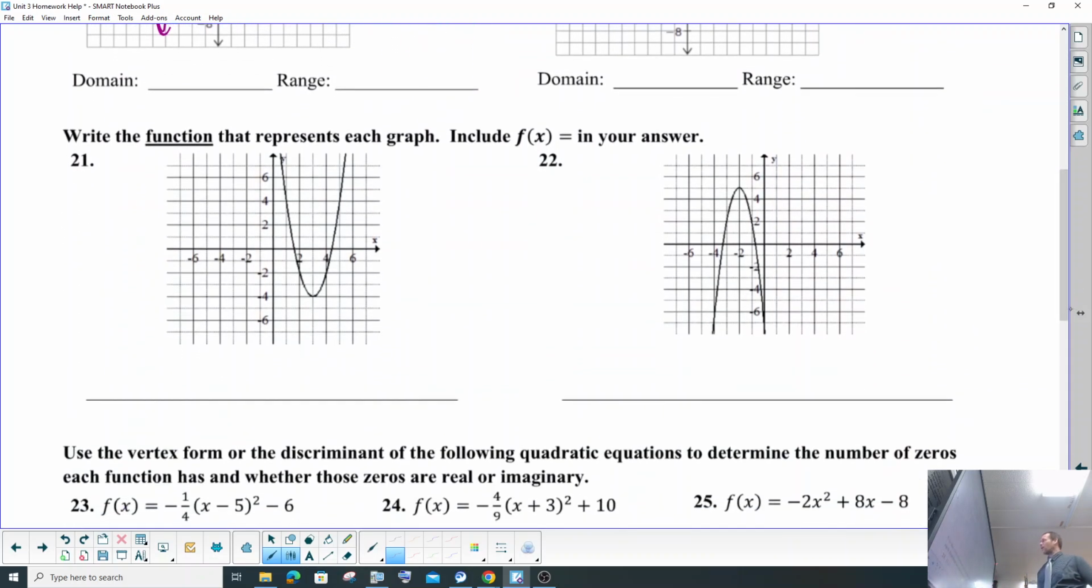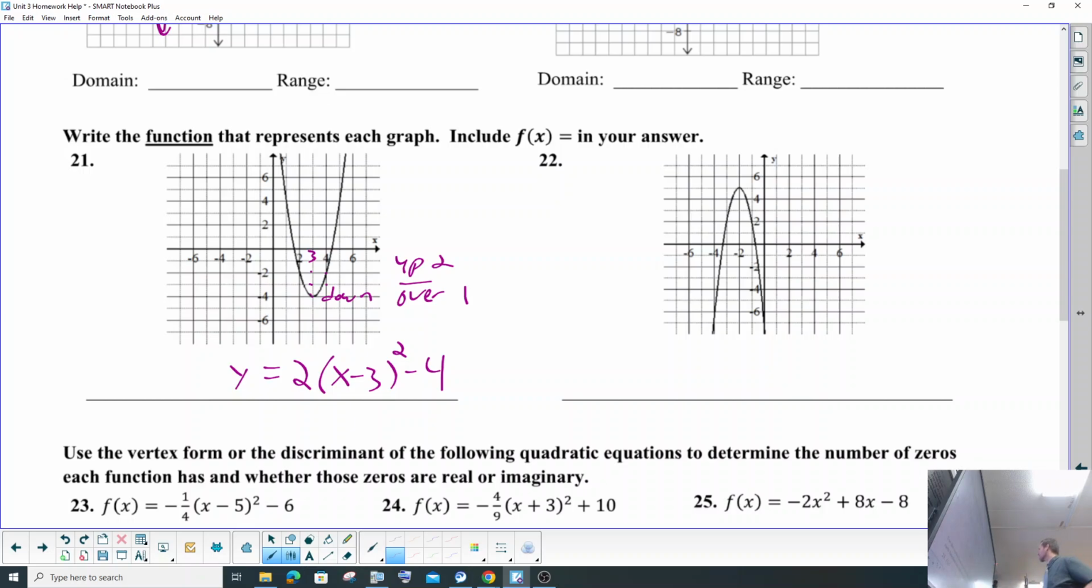Let's see, write the function that represents the graph. Ooh, okay, let's give it a try. So we're right 3 and down 4. So our function should be right 3, so that's going to be opposite what you think. Not a positive 3, but a right 3. That's a negative 3, all squared. And then down 4 is just as you see it. Now, is there a slope? Up 1 over 1? No. Up 2 over 1. So that's going to be our slope of 2.